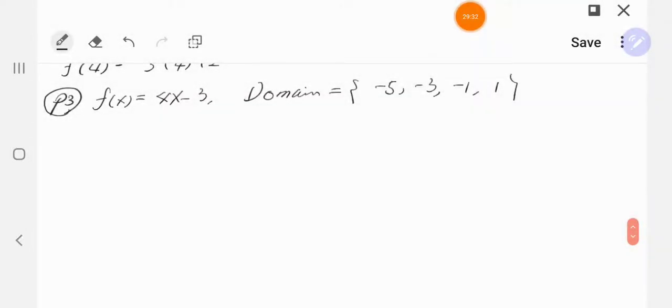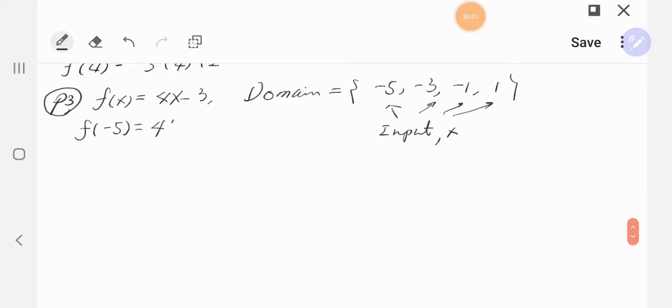Okay, problem 3 has a function f of x equals 4x minus 3, and the domain is given. 4 x values are given. There are 4 x values, right? So let's find the output for each input value. So -5. So these are the input values, right? Input value x. These are all input value x. There are 4 of them. So based on this, let's find y. Okay, y is the output.